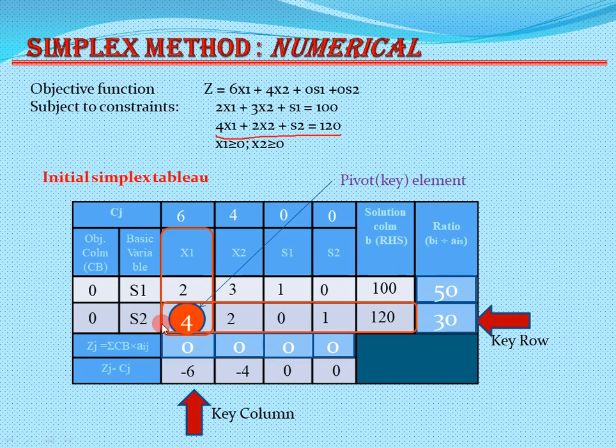And also for the next table, the basic variable which is present in the key row is going to leave the table, so it is called the leaving variable or outgoing variable. And the variable which is present in the key column is going to enter, so it is called the incoming variable or the entering variable. So let's prepare the next table.